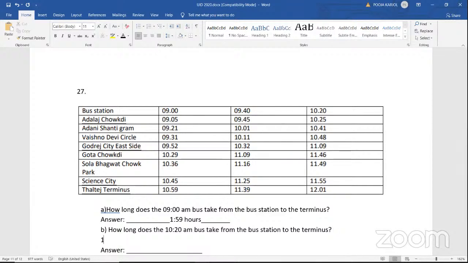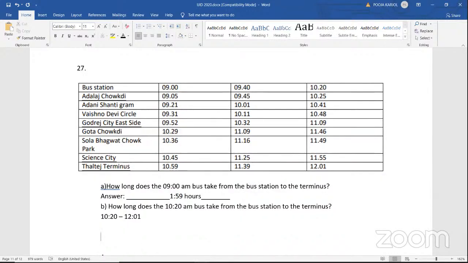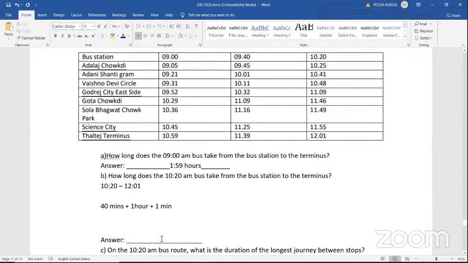It starts at 10:20, ends at 12:01. Okay, 10:20 to 11, it's 40 minutes. 40 minutes till 11. Okay, 10:20 to 11, 40 minutes. Then 11 to 12, 1 hour, plus one extra minute. So it is 1 hour 41 minutes.